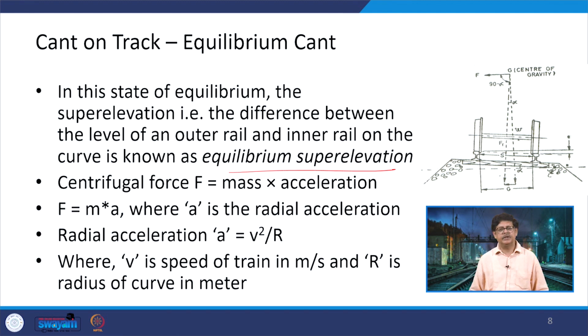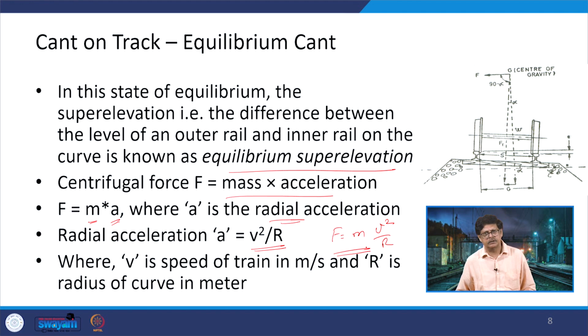Now, let us look at how we can calculate the values. The centrifugal force we can write as mass into acceleration. So, m is the mass and a is the acceleration. This is the radial acceleration, because it is a radial situation on the curve, and it can be given by v square divided by r, where v is the speed with which the vehicle is moving on the curve and r is the radius of the curve. So, F becomes m into a, or m into v square divided by r, and we have discussed this notation before also.